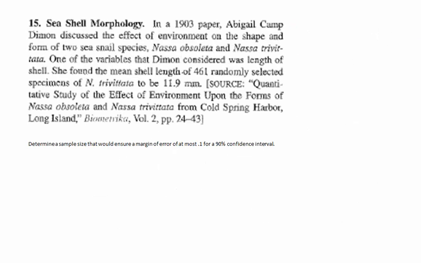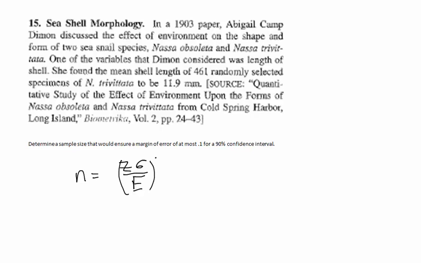In our next example, we have, in a 1903 paper, Abigail Camp Diamond discussed the effect of environment on the shape and form of the two sea snail species. One of the variables that Diamond considered was length of the shell. She found that the mean shell length of 461 randomly selected specimens to be 11.9 millimeters. And we want to determine the sample size that would ensure a margin of error of at most 0.1 for a 90% confidence interval. And our formula is N is equal to Z times sigma divided by E squared.